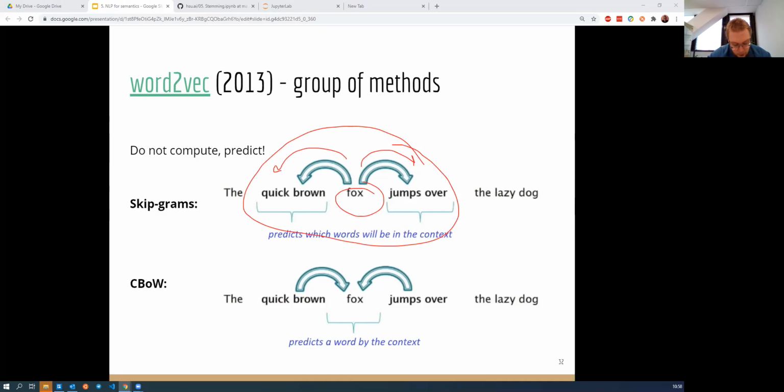And the continuous bag of words model is doing the opposite task. By the context, you try to predict the word. Actually, the statement of this problem is very similar to the statement of BERT. BERT, again, given a masked sentence, we try to predict the words in this sentence. So the statement is very similar.